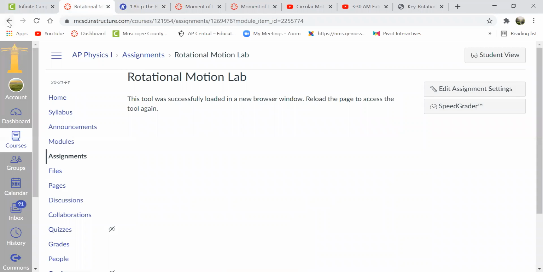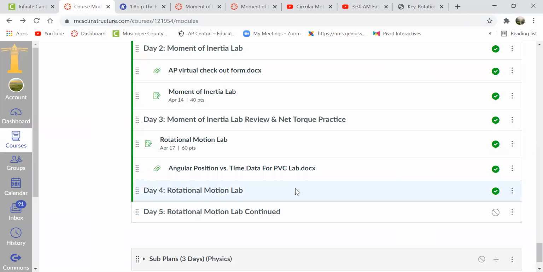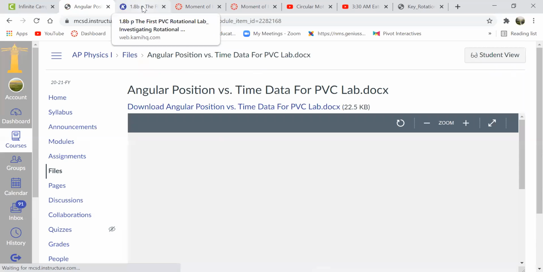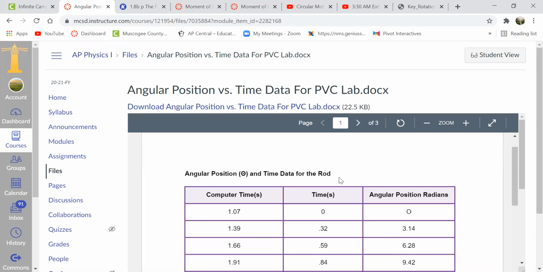So if you look in the modules, up under the lab document that is in day 3, I've input something that says rotational motion PVC lab data, something along those lines. And I've just given you 2 charts. So this is angular position versus time data for the PVC lab. If you open that up, this is what we're going to be using. And I apologize that it is what it is, but it's better than not having the data because we can't really take the data. We're going to have angular position and time data for the rod.